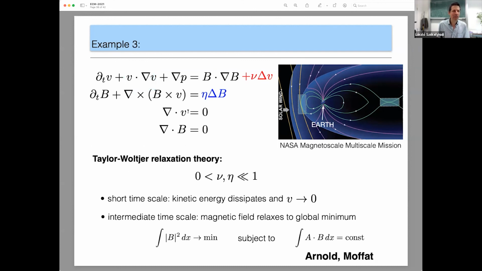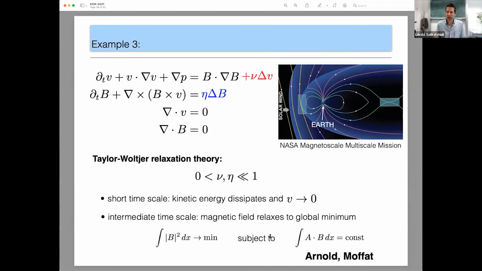If that happens, V is going to get very small. If V is very small, not much is expected of this term. So somehow the magnetic field does not dissipate as fast. Here, if you ignore this term, you only have the heat equation. On the other hand, it's still there somehow. So what people observe is that on this longer time scale, the magnetic field relaxes to a minimum, which is not zero, but the minimum subject to given magnetic helicity. Okay, so this is known as the Taylor relaxation theory.